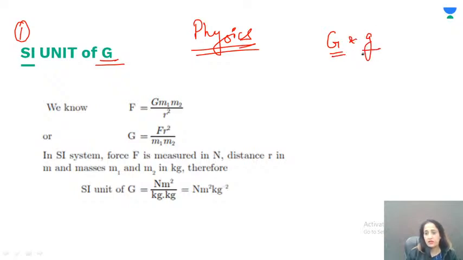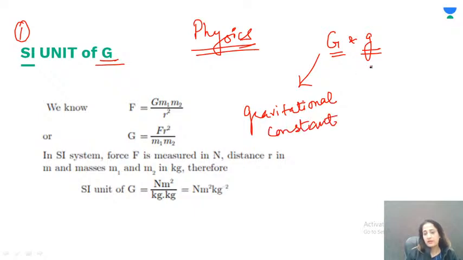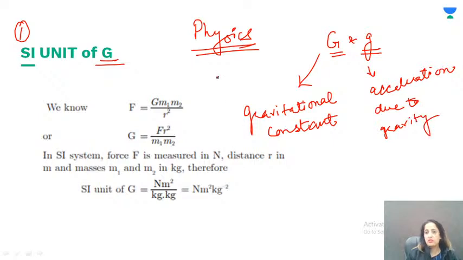Okay, so here is the thing that you need to consider: G is the gravitational constant, right? And g is acceleration due to gravity, right? So that is the big difference between G and g. All right, so there are different questions from these two G's, and one of the main questions that you get is what are the SI units for capital G.